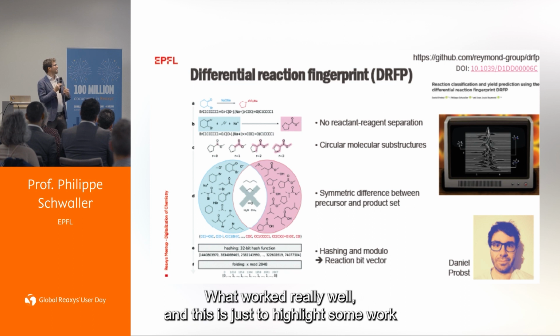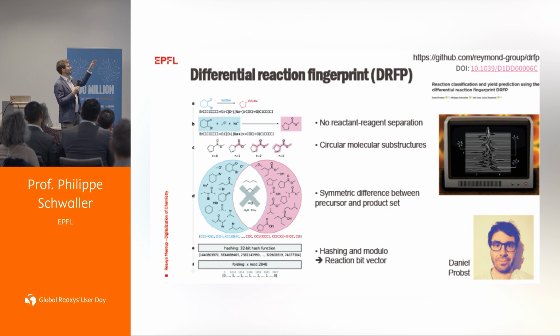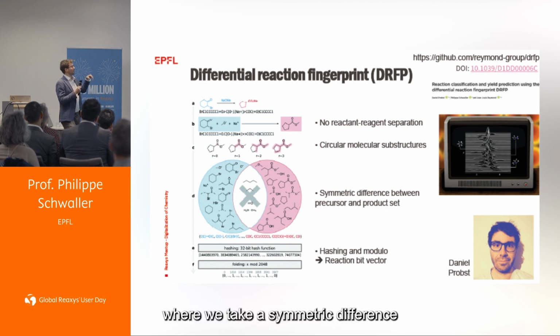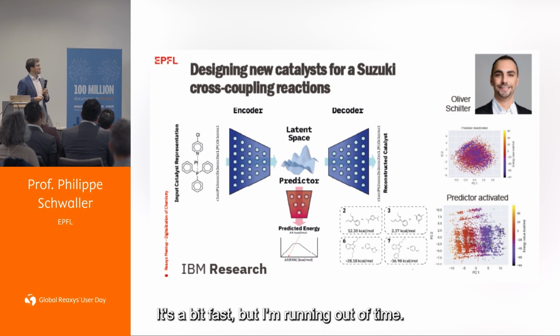What worked really well, and this is just to highlight some work together with Daniel Probst, is this heuristics fingerprint called DRFP, where we take a symmetric difference between the precursors and the product set. It's a bit fast, but I'm running out of time.